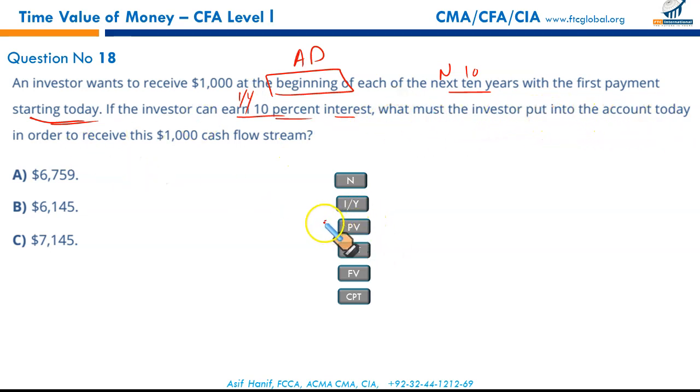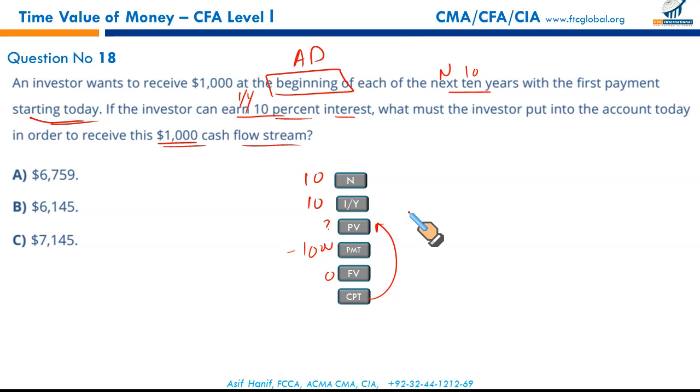The present value is to be calculated so as to receive a $1,000 cash flow stream in the future regularly. What he must invest now. N is 10. Interest rate is 10 as well. The payment he is making is $1,000. Future value is 0. What must be the present value of the annuity due?